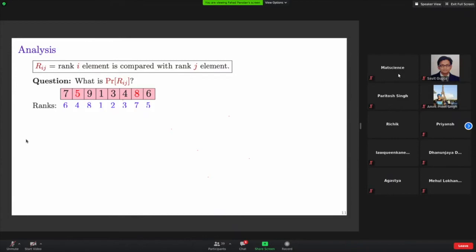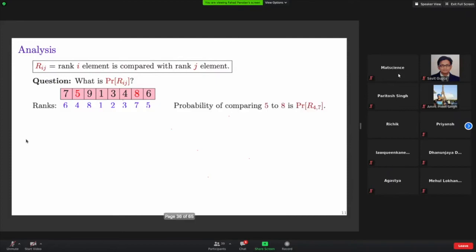Okay. Now, what is the rank of 7? It is 6. If I sort, 1 comes first, so the rank of 1 is 1. The second element will be 3, so the rank of 3 is 2. The third element will be 4, so the rank of 4 is 3. The fourth element will be 5, so the rank of 5 is 4. The fifth element is 6, so the rank of 6 is 5, the sixth element will be 7, and then the eighth element will be 9. So the ranks are mentioned below.